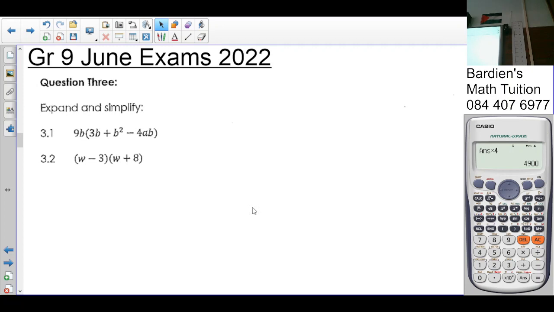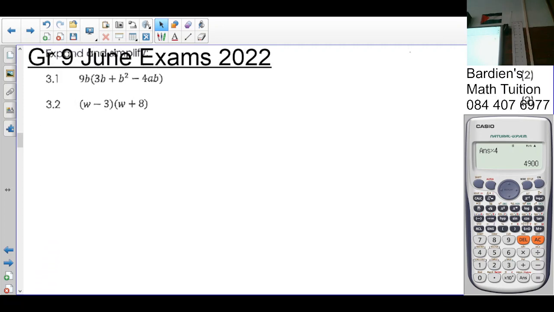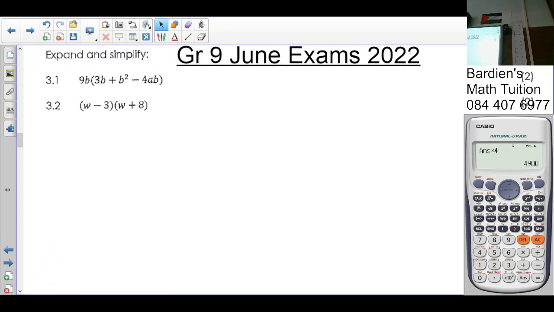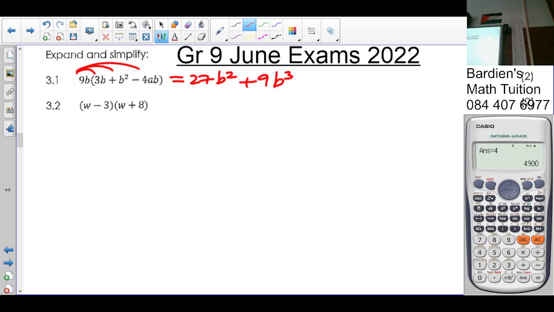Question 3, expand and simplify. So again, just get rid of the brackets by multiplying it out. 9b times 3b is 27b squared. 9b times b squared is going to give you 9b cubed. 9b times negative 4ab is going to be negative 36ab squared.